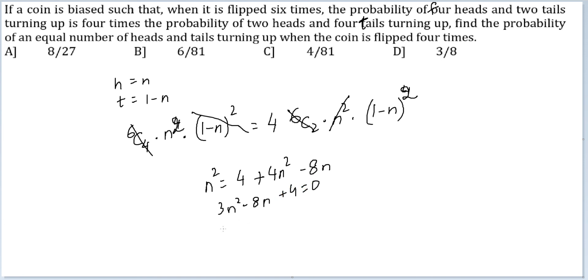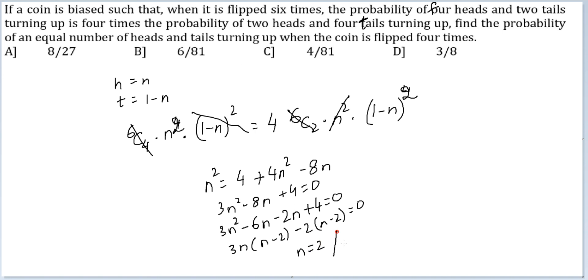So middle term splitting, 6 and 2 work. So 3n square minus 6n minus 2n plus 4 is equal to 0. Taking 3n common, n minus 2, minus 2, n minus 2 is equal to 0, or n is equal to 2 or 2 by 3. Now because we are dealing with probability, n cannot be greater than 1, so this value is rejected. So the probability of getting heads is 2 by 3, probability of getting tails is 1 by 3.